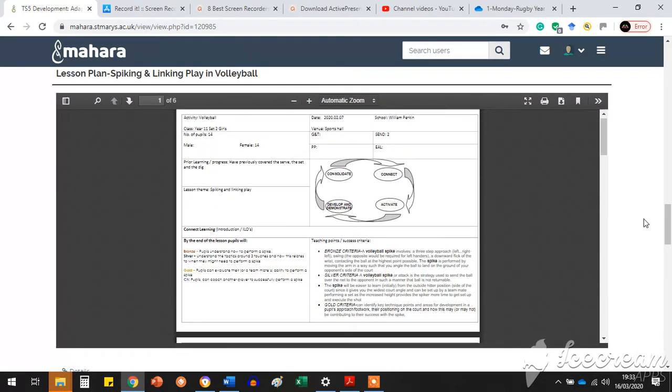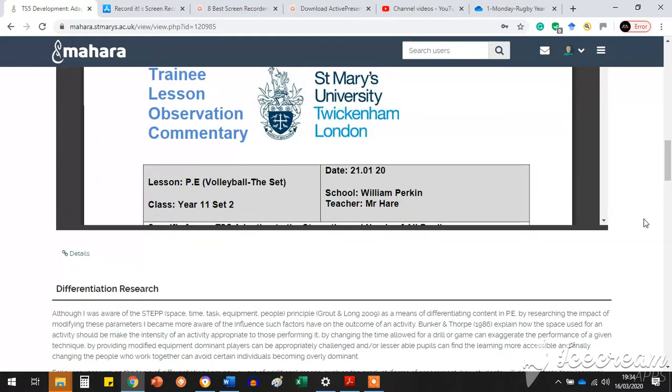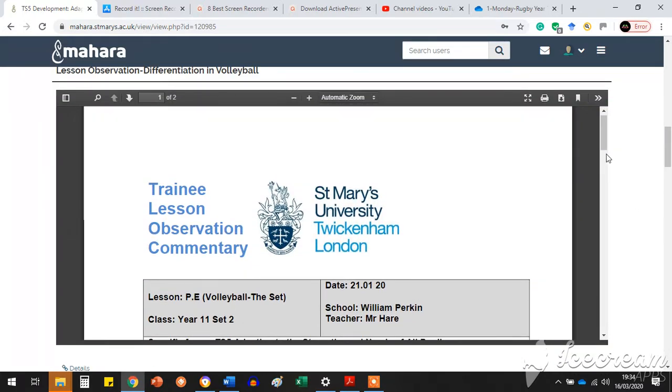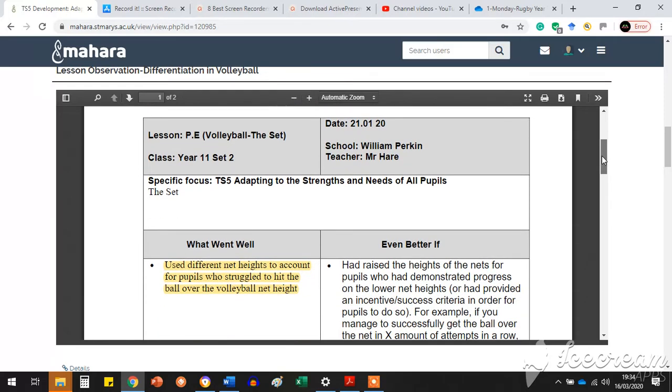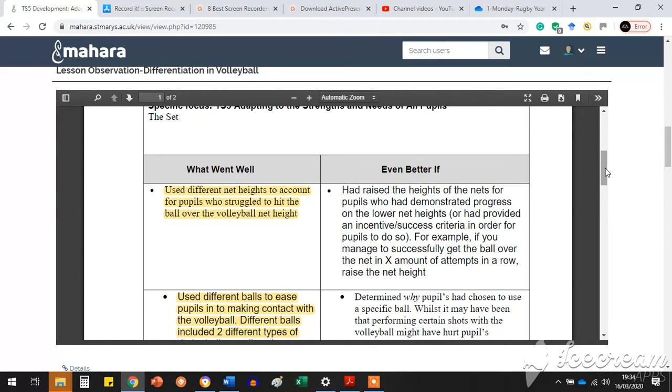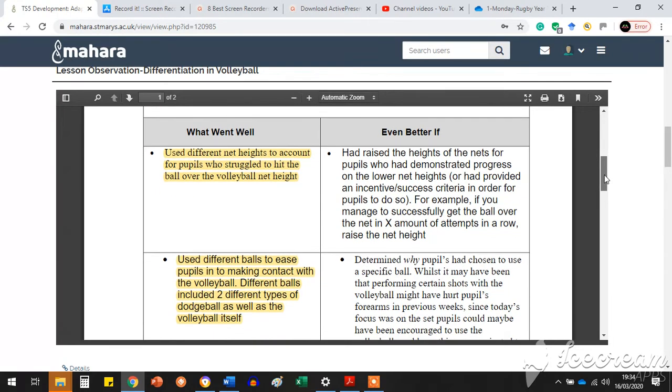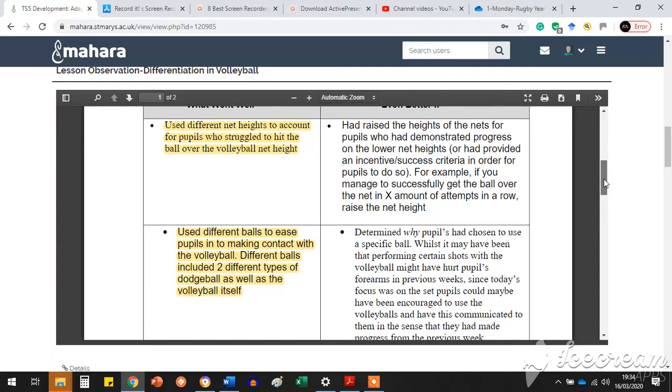In terms of another action I chose to take to improve my ability to differentiate, I observed a lesson from another PE teacher within the department, and he used different net heights to account for pupils who struggled to hit the ball over the volleyball net height. So, for example, smaller pupils.